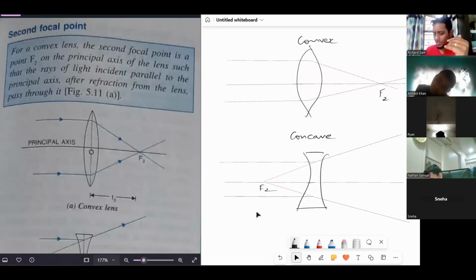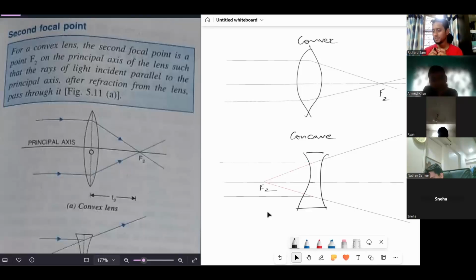Same way, what will be the definition for F2 for the concave lens? Incident rays should be parallel to the principal axis. After refraction, the rays appear to be produced from the second focal point. The rays parallel, they will diverge, but they appear to be diverging from one point. That point is F2. So, understand?